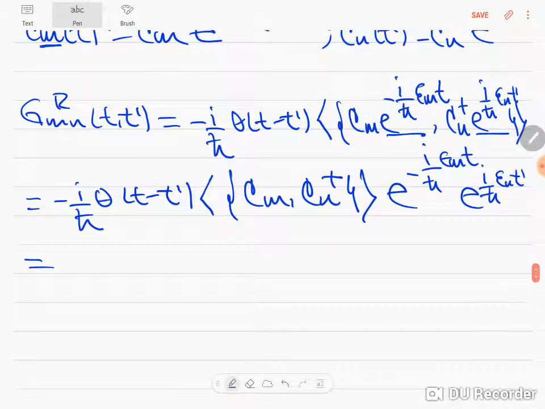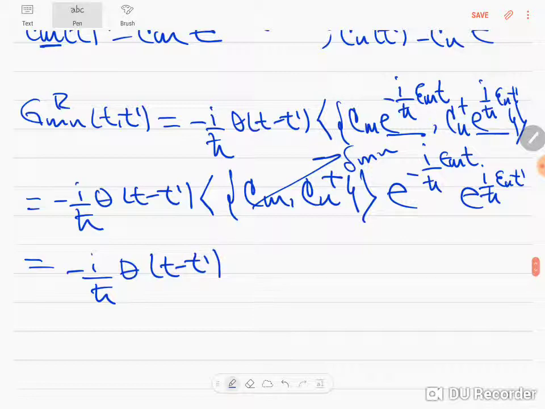This is nothing but delta mn, so we write minus i over h bar theta of t minus t prime delta mn, which are particle number bases here. And then since we have a delta mn, we can just assume this energy to be the same, and we take E_n equal to E_m, and then we write the following: e to the minus i over h bar E_m t minus t prime. Okay, that's how the Green's function looks.